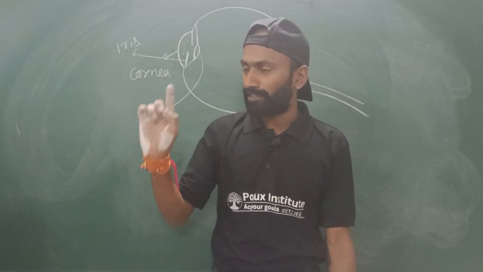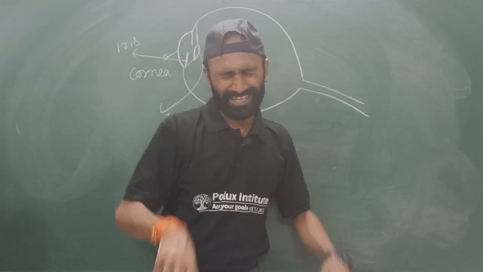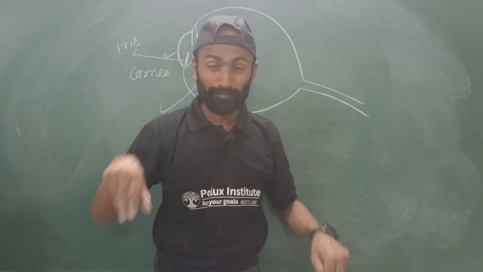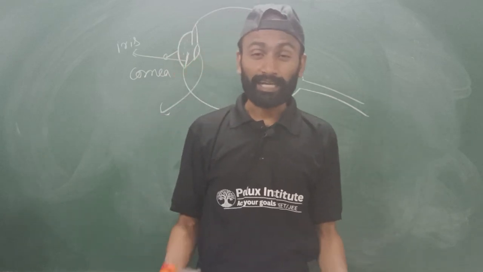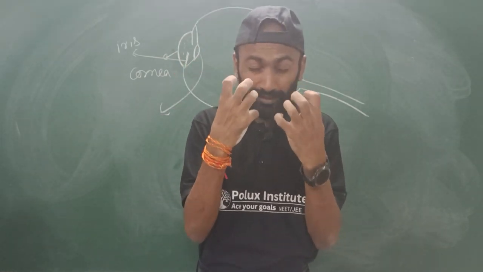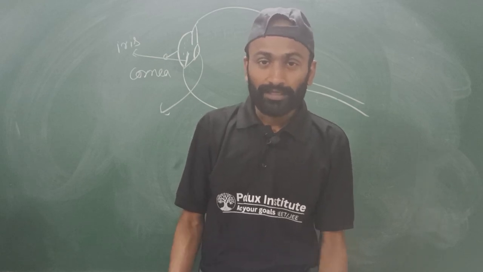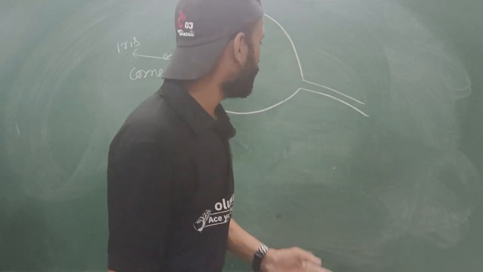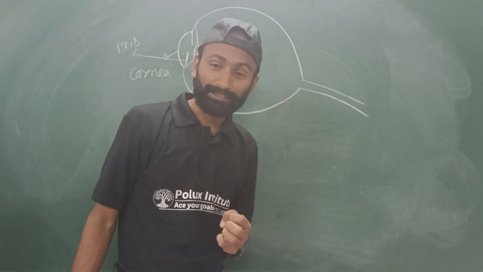Someone is coming and suddenly turning on the light. Then you are saying, yaar, off the light. That time you will be closing your eye. Why? Because when your eye is closed, there is no light going into your eye.